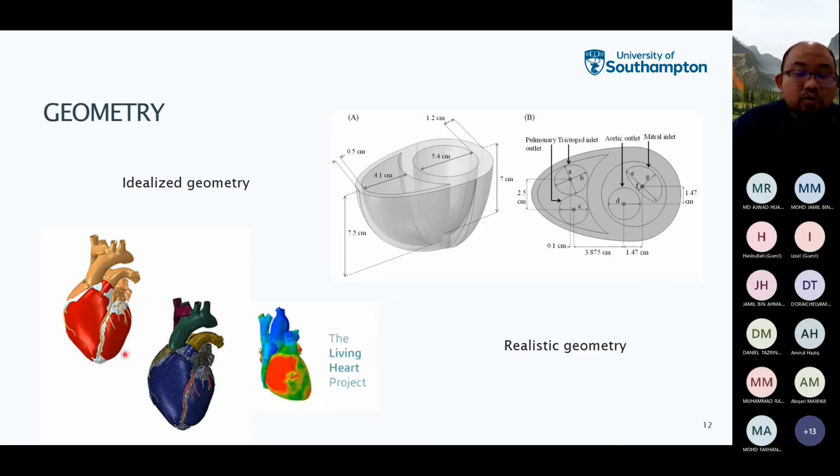Or you can also use a realistic geometry. Realistic geometry, you can get from MRI images.